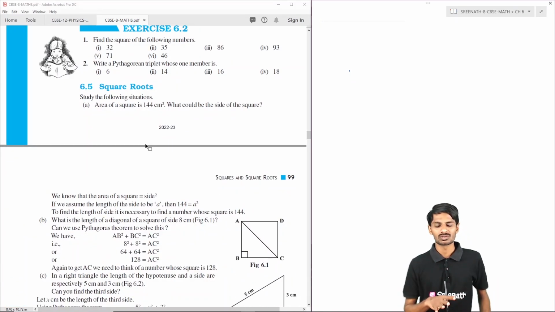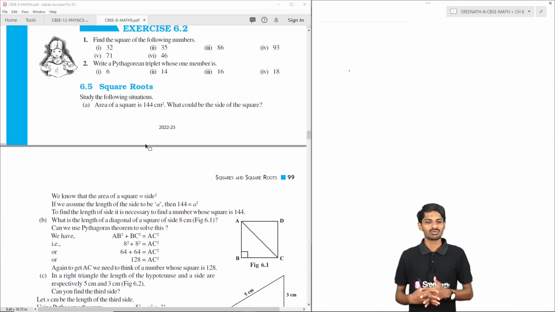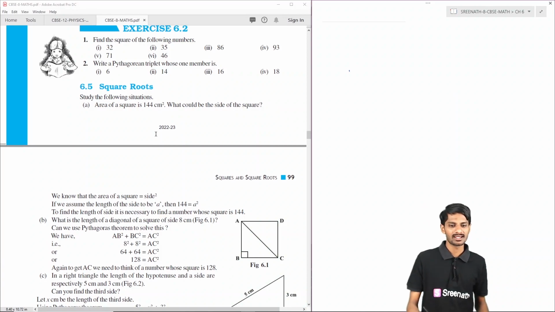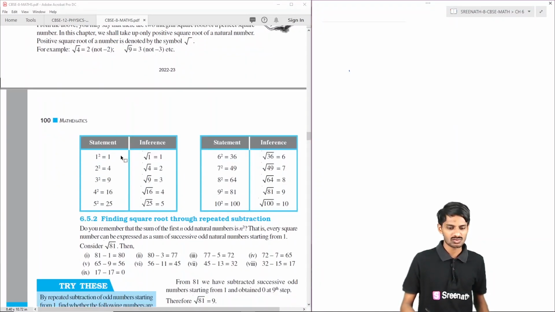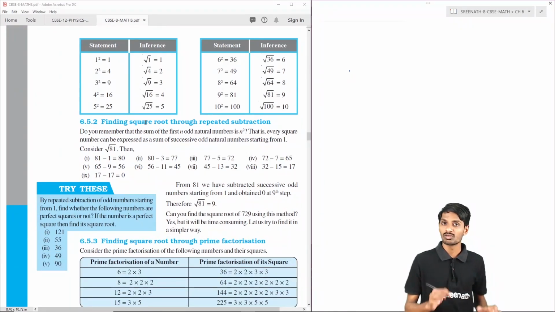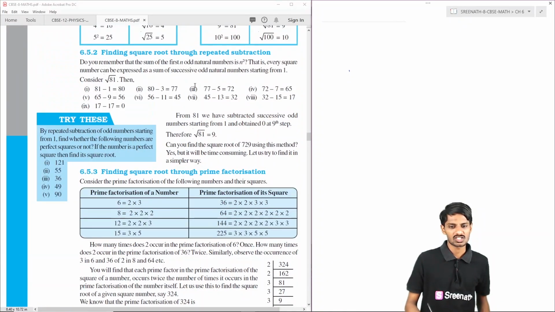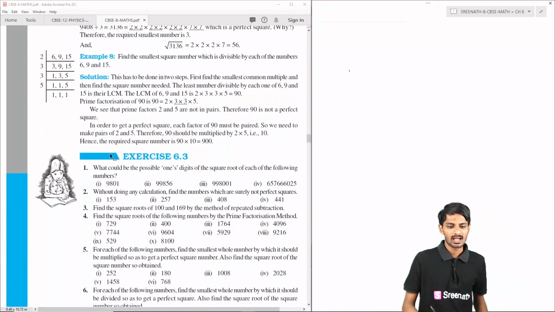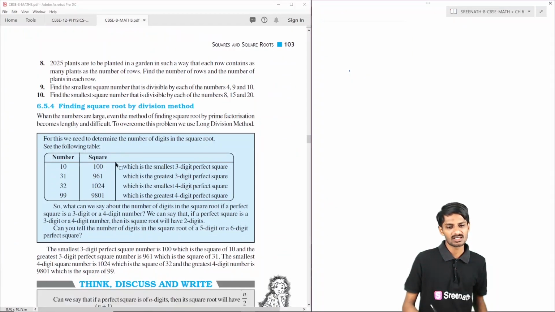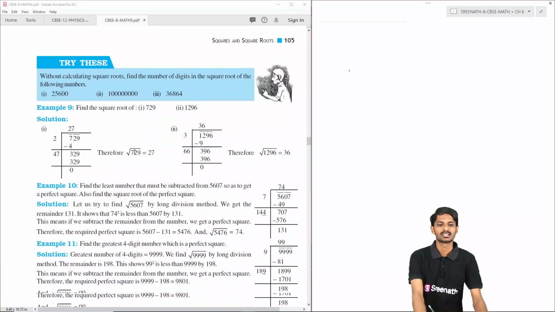Next thing is square root. Square number and square root, what is the difference between those? We will learn about those things, students. And how to find the square roots, we are going to discuss that also. We will find square roots in different ways: through prime factorization, through repetitive subtraction, and through the division method also. That is the thing, students.